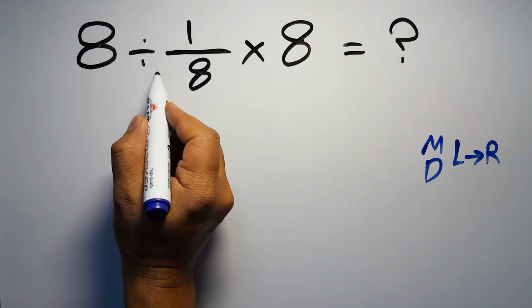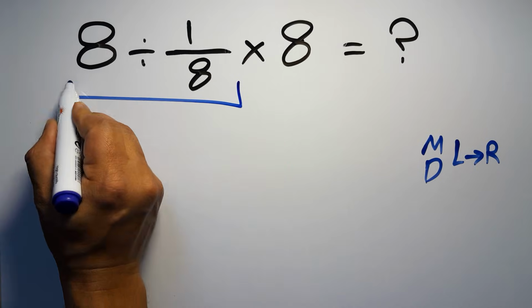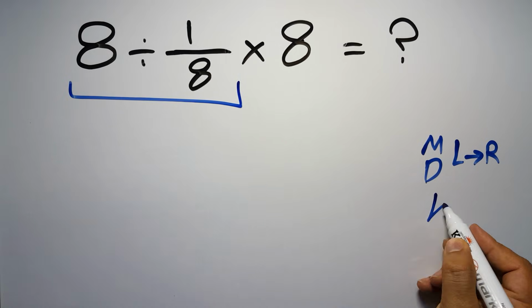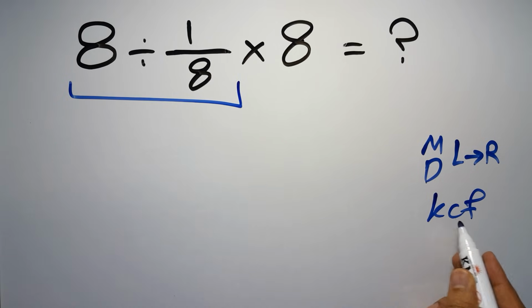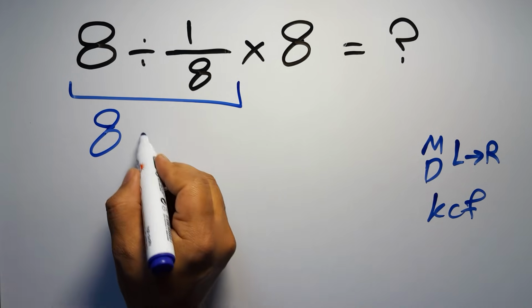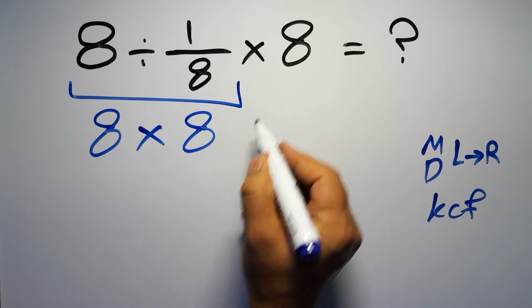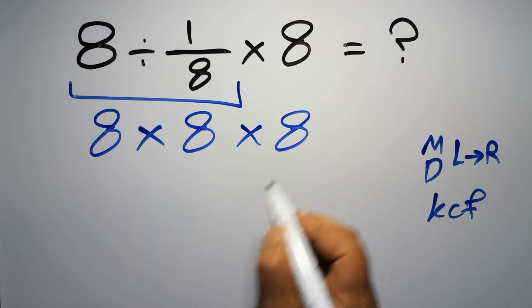So first we have to do this division. 8 divided by 1 over 8. According to the KCF rule, K stands for keep, C stands for change, and F stands for flip. We can write keep the first fraction, change division to multiplication, and flip the second fraction. And again here we have times 8.